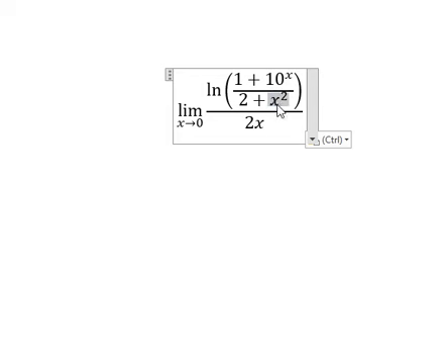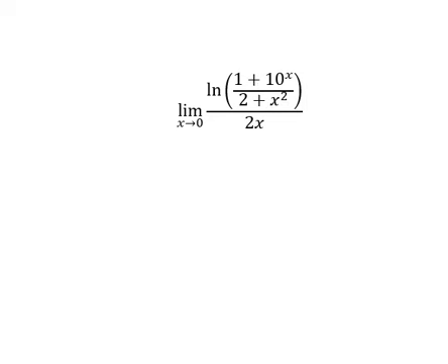This one you get 0. So 2 divided by 2, we have 1. Ln of 1, you get 0. This one you get 0. So that means we have 0 over 0, so we can use L'Hospital.